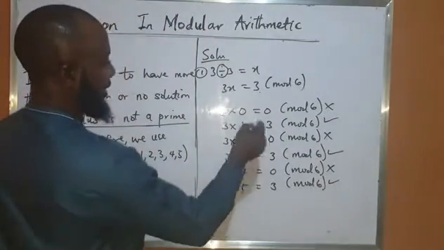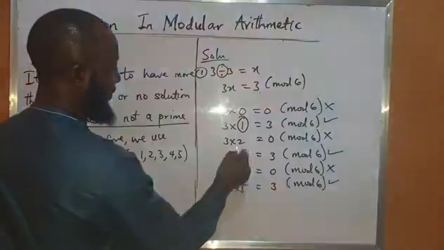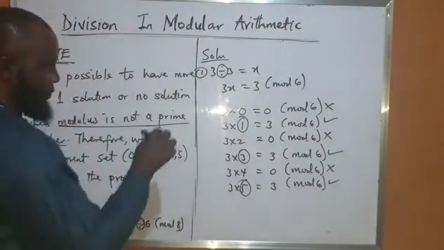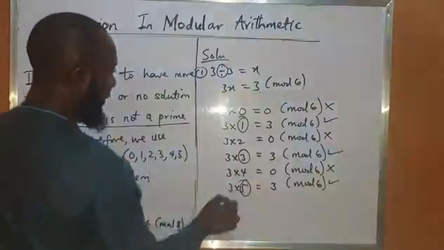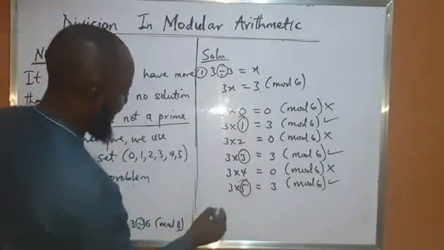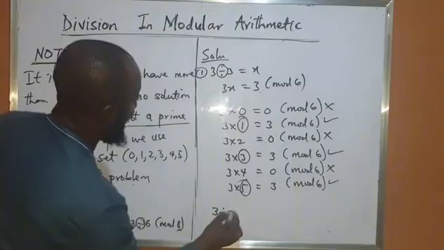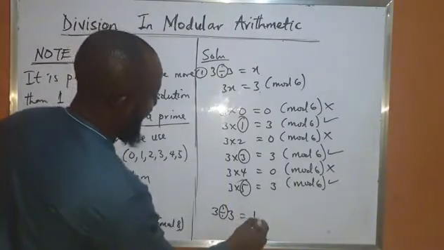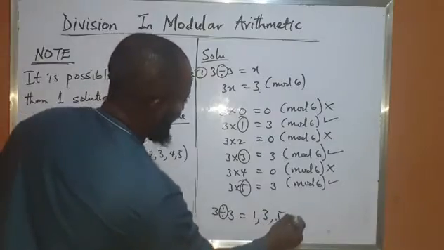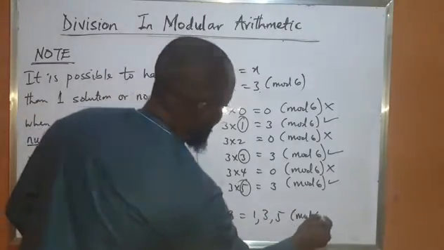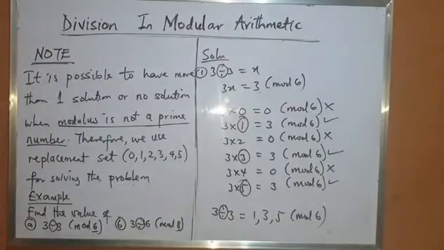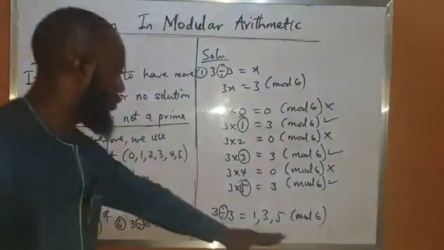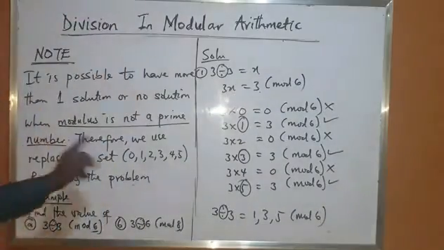So we can see that the replacements that work are 1, 3 and 5. Which means the value of x, that is 3 divided by 3 in mod 6, the answer would be 1, 3, 5 mod 6. I hope this is very clear. So this is the answer. You can see this one has 3 solutions, because it's in mod 6.